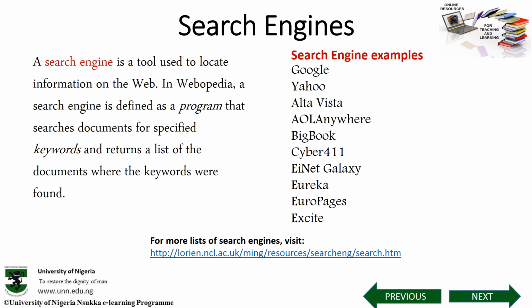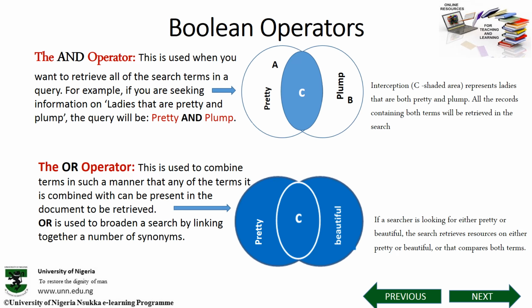What is a search engine? A search engine is a tool used to locate information on the web. In Wikipedia, a search engine is defined as a program that searches documents for specified keywords and returns a list of the documents where the keywords were found. Search engine examples are Google, Yahoo, AltaVista, and others.